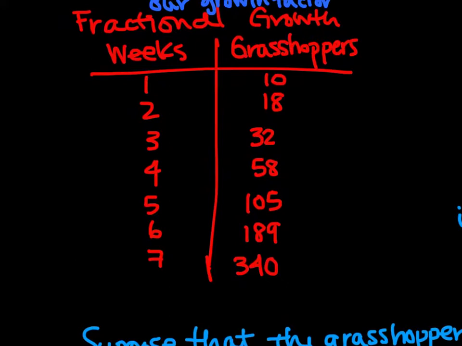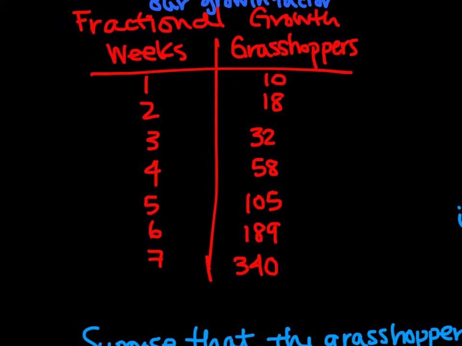Maybe in the first week, I noticed that we have 10 grasshoppers. In the second week, there's 18. In the third week, there's 32. In the fourth week, I have 58. I'm amazing at counting grasshoppers. In the fifth week, we have 105. In the sixth week, 189. And in the seventh week, we have 340 grasshoppers.